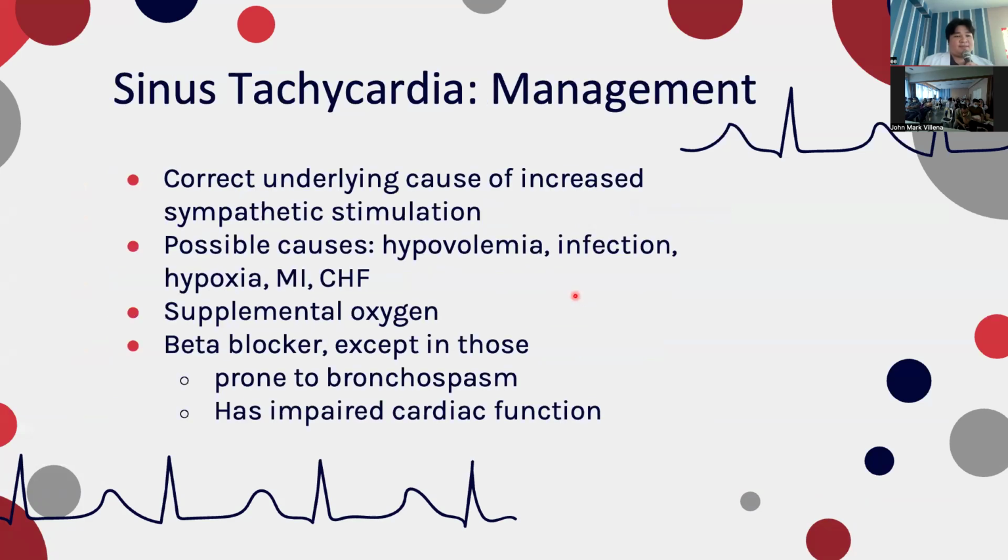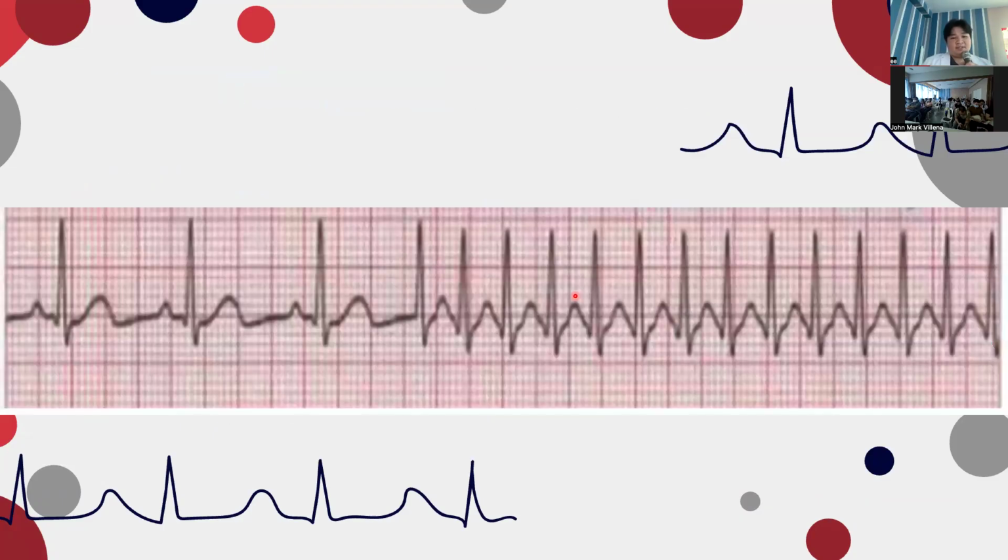So for the management, we can correct the underlying cause of increased sympathetic stimulation. Possible causes are hypovolemia, infection, hypoxia, MI, CHF. We can also give supplemental oxygen and beta blockers, except in those prone to bronchospasm and those with impaired cardiac function.